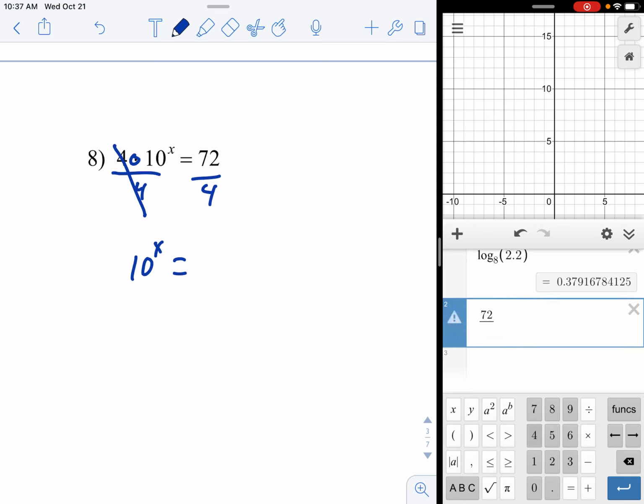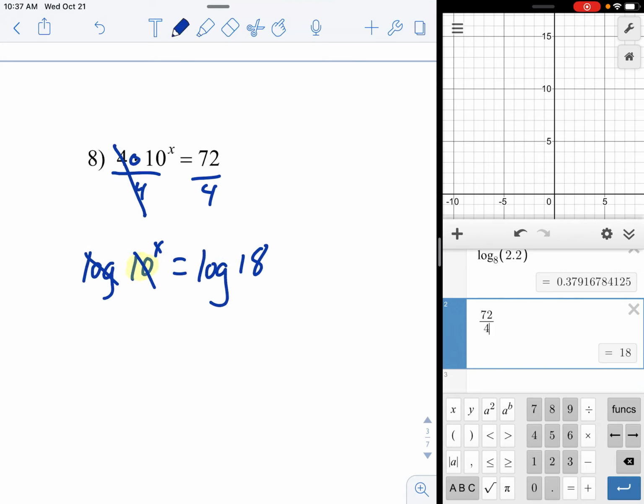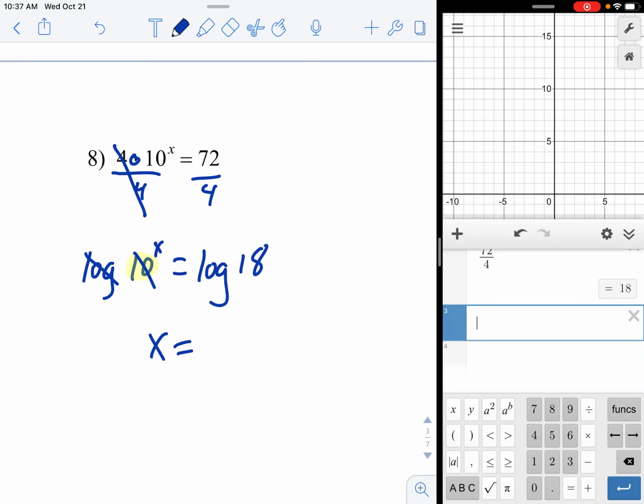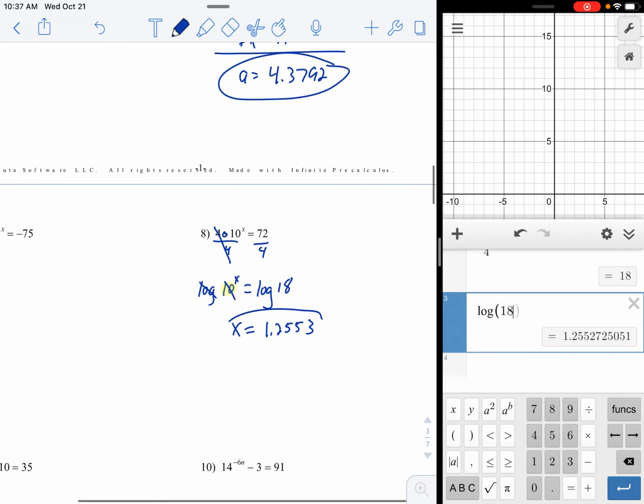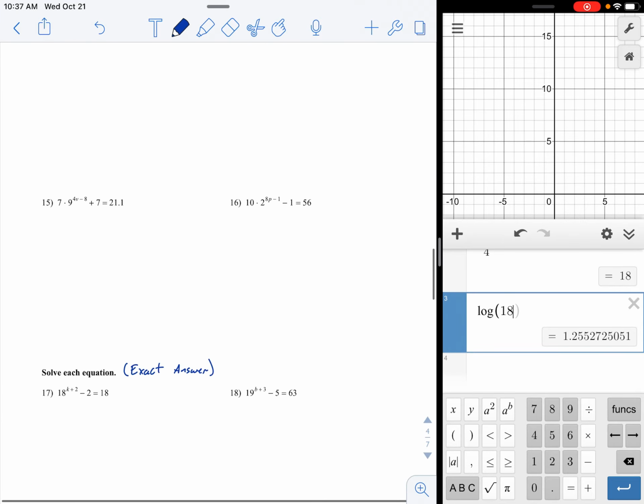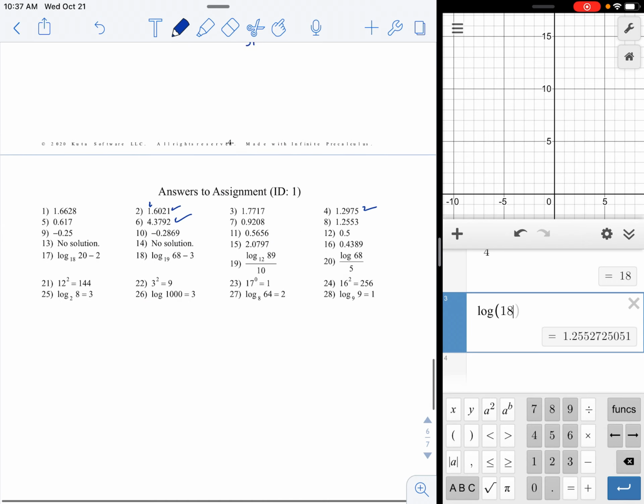I'm a math teacher. I should know that in my head. 18. Now, this is a base 10, so if you want, you can just do the common log of both sides. Save just a second on your calculator. So common log of 18, 1.2553 should be my answer. Let's check number 8. 1.2553. There it is.